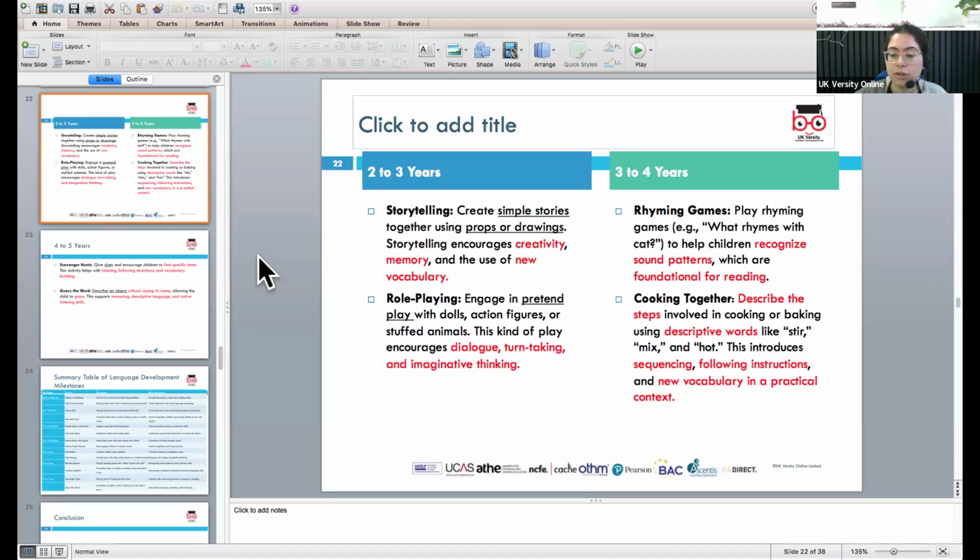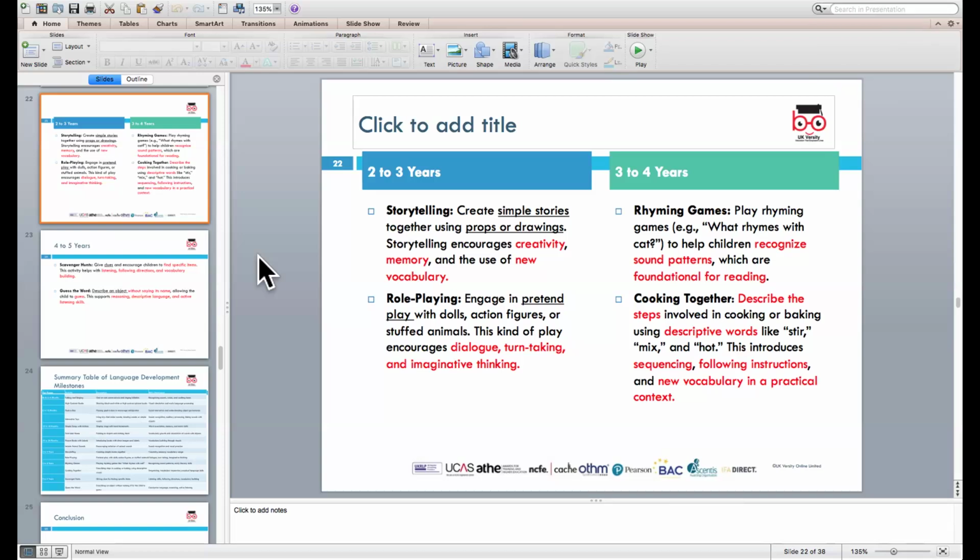So now moving on to 3 to 4 years, if you indulge in rhyming games, for example, what rhymes with cat? It can help children recognize sound patterns, which are foundational for reading, and in a fun way as well. Also, cooking together, describing the steps involved in cooking or baking using descriptive words like stir, mix, and hot. First of all, of course, it introduces new vocabulary, but then it also introduces sequencing. It also helps them follow instructions, and gives new vocabulary a practical context.